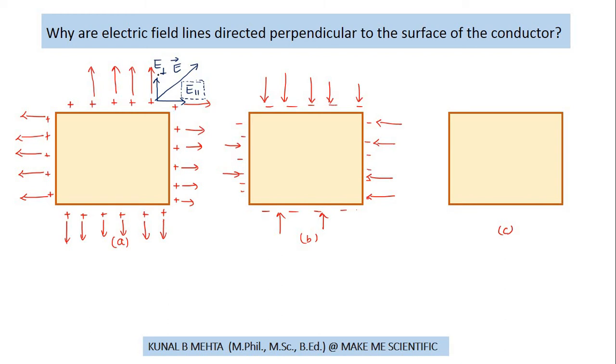E perpendicular has no role, agreed, because it is perpendicular to the surface and charges would not move under the effect of that force. But E parallel will set the charges in motion along the plus x direction, which is not true, right? So that's why it cannot be in any other direction, it has to be perpendicular. If an electric field vector is perfectly perpendicular to the surface, it will have no parallel components, and parallel components are the only ones responsible for the movement of the charges.